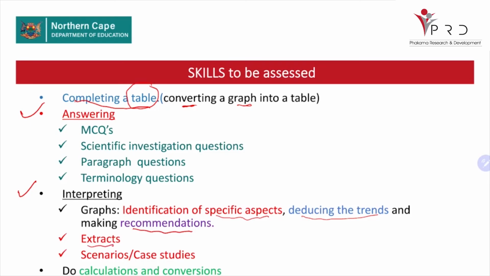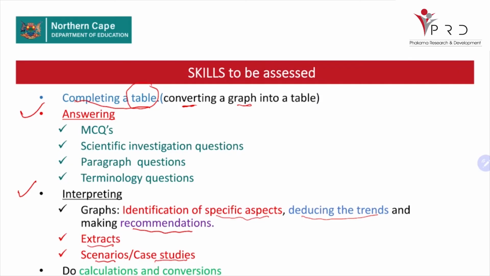You also expect to interpret extracts that will be given. You must read with understanding. You are going to be given scenarios. You are going to be given case studies about what farmers do outside there. So you have to apply the knowledge that you learned in class in the outside world.